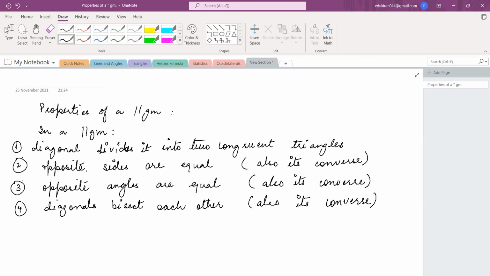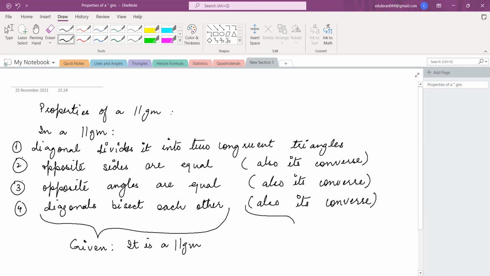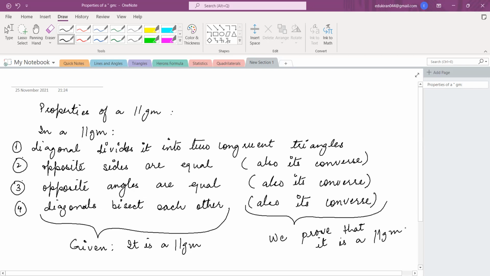Okay. So for this part, what is given to you? That it is a parallelogram. Okay. And for this part, we prove that it is a parallelogram. Can you write it like this in your copy so that the thing becomes clear in your mind? Yes, ma'am. Okay, please write it exactly so that if you look at it, you will remember.